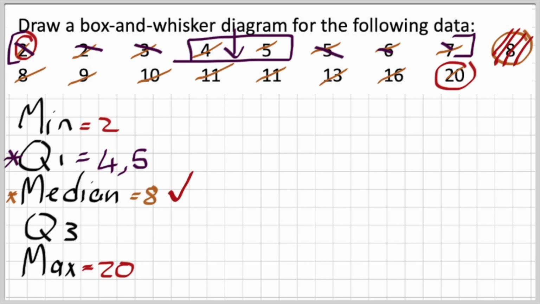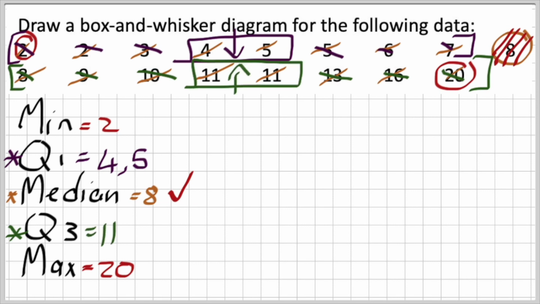For the Q3, I'm going to look at the top half, so between the second 8 and the 20. Front, back, in the middle of 11 and 11. So that is just 11.